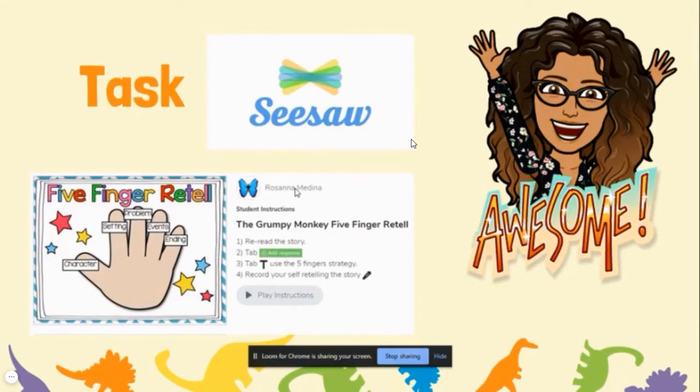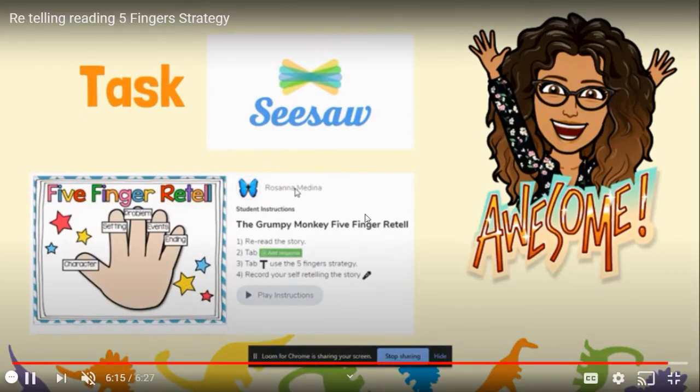Okay, so now it's your turn, and you're going to go to Seesaw and you're going to find the activity, the Grumpy Monkey Five Finger Retell. Okay, and you guys are going to go there and you're going to reread the story, and then you're going to use the five finger strategy. And last, after you do that, the last part is to record yourself retelling the story. That's very important to remember. We want to hear you retelling the story, okay? So don't forget using the microphone to record your retelling of the story, okay?